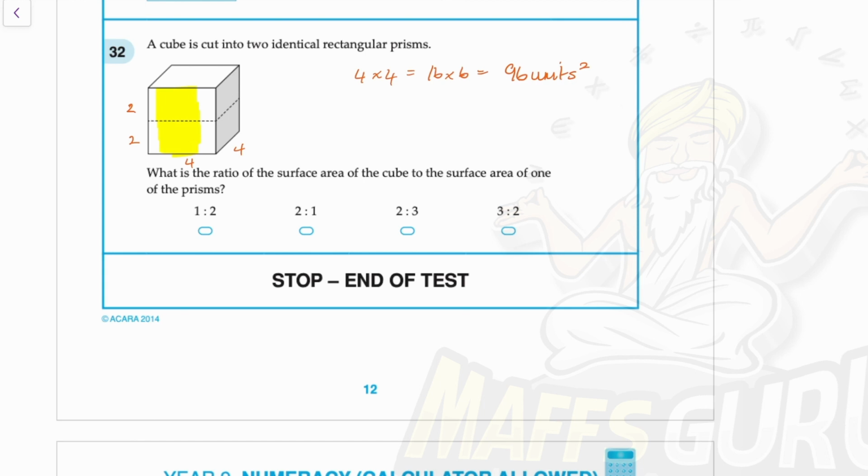Now, I'm assuming that the surface area is going to include the bit where they are actually joined. So now we've got 2 times 4. Right, so now I'm going to do 2 times 4 times 6. So 2 times 4 times 6 gives me a total of 48 units squared. So what's the ratio associated with the cube? Well, the cube is bigger, so I have to do 96 to 48. And 96 divided by 48 is in fact 2. So that's the same as 2 to 1. So there is my ratio.